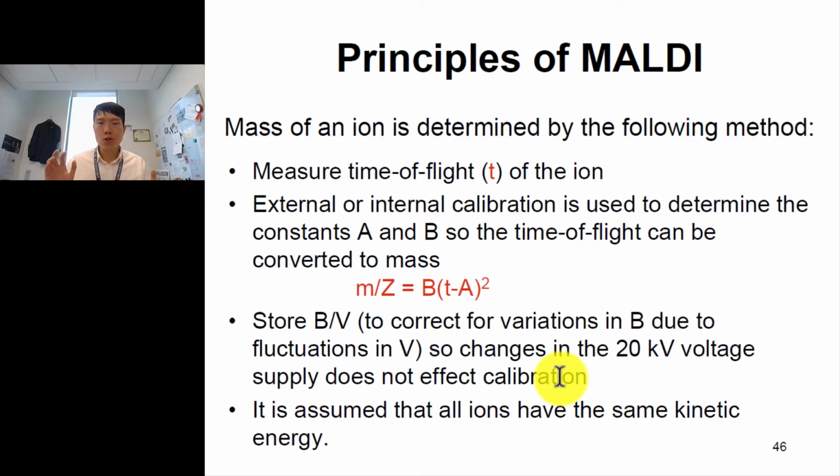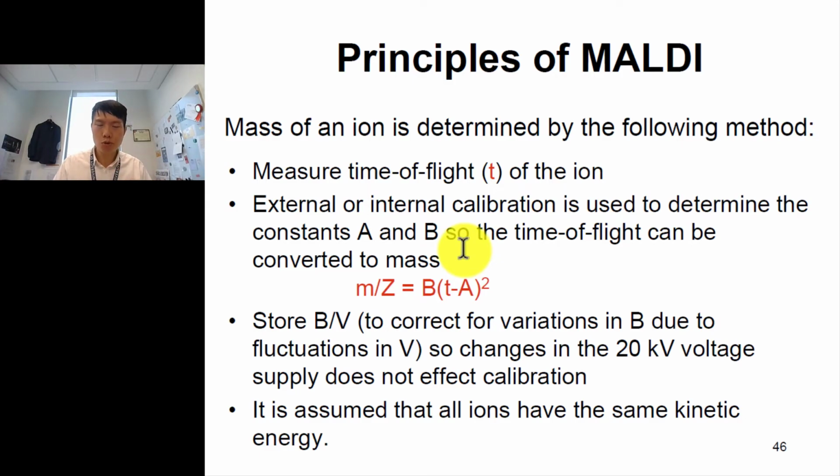So how do we measure the TOF, the time, small t, of the ion? And then after calibration to find A and B, we can convert to the mass and find an m/z value. Next, we store this B term over V. Again, because the V is not always consistent, but there are some slight changes. So we need to correct for these variations in B. Now, if you change the voltage, it doesn't affect the calibration much. Now, of course, it works under the assumption that all the ions have the same kinetic energy.